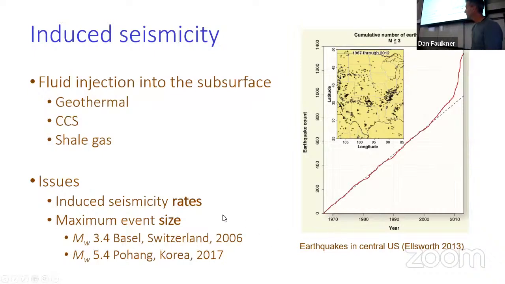So the plot on the right just shows the rates of seismicity, the cumulative number of earthquakes against years. You can see things trundling along on a relatively linear path for earthquakes in the central United States. And then around the year 2000, which is when shale gas really kicked off in the US and wastewater was injected into the subsurface, we see a deviation from this long-term trend and a huge increase in induced events that were produced from injecting fluid into the subsurface.